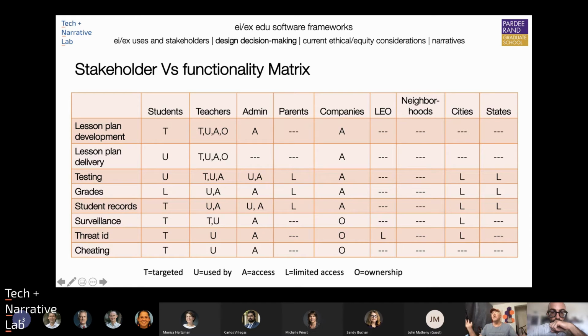So the idea here is to start to map the space and start to see patterns. You start to see who owns what, who has access to what, and who's being targeted by certain things. And even though this is not a particularly deep dive, you can begin to see that the software companies maybe have an outsized amount of control over what's going on with these capabilities that are being used by the various stakeholders. Next slide.